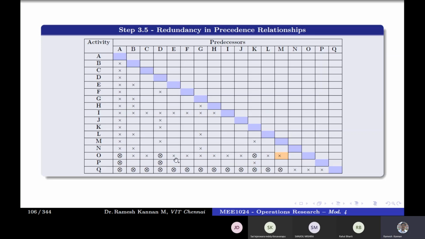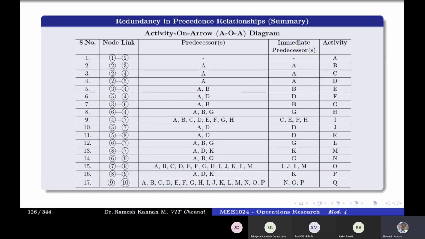Then we circle A, D, K, because that is a predecessor of activity M. Then we'll go to L. L has a predecessor of something like this. We'll repeat the process till we eliminate all the unnecessary or redundant predecessors, and whichever is not marked with a circle, that is our immediate predecessor. That is a pretty important thing. Supposing you construct a backward pass, then we'll be looking at the immediate predecessor we got based on the previous redundancy removal.